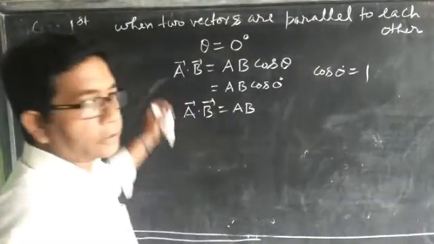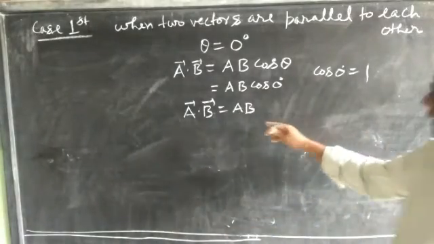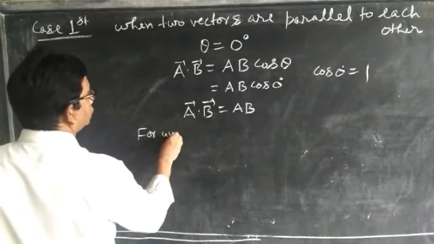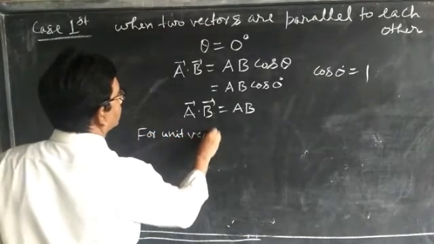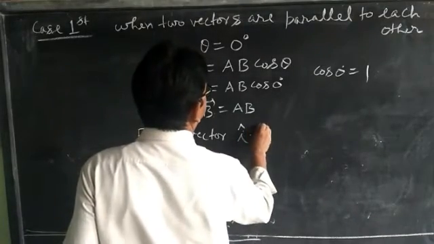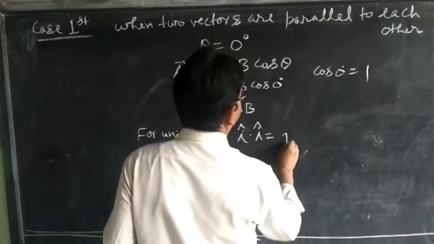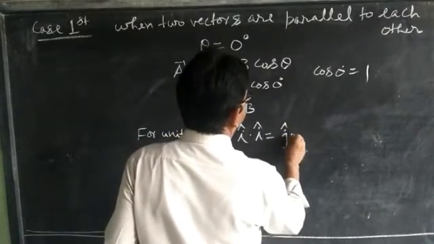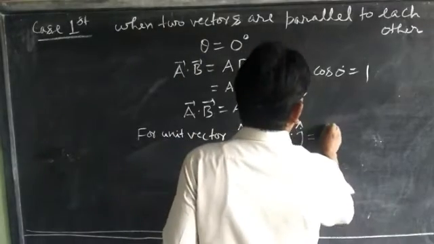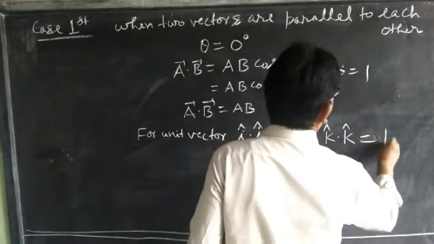This is case first. Now for unit vectors: I dot I is equal to unit vector J dot unit vector J is equal to unit vector K dot unit vector K, which is equal to 1.